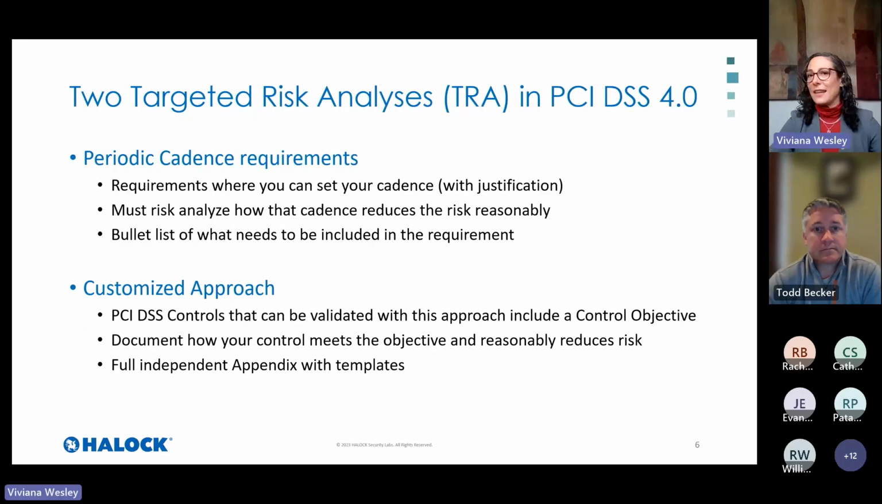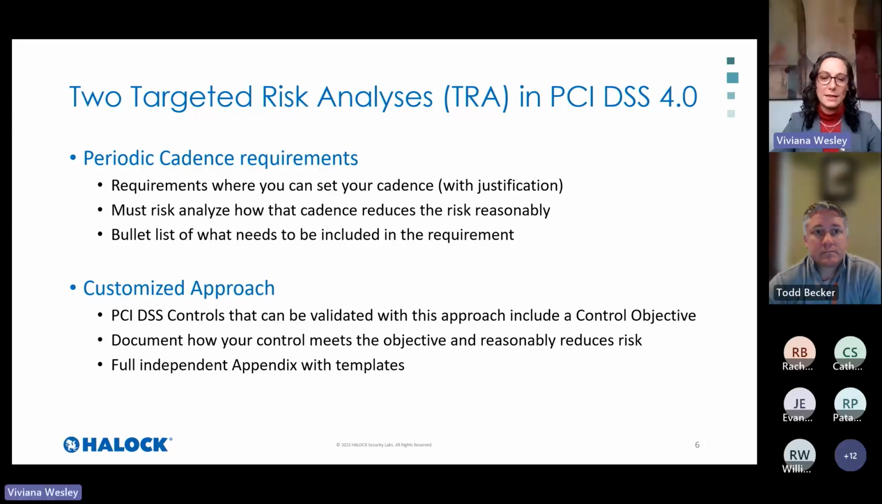So let's dive in. First and foremost, PCI DSS 4.0 talks about targeted risk analyses in multiple requirements. However, when they are talking about targeted risk analysis, they're actually describing two different risk analysis methods. The first risk analysis method is for periodic cadence requirements. These are cadence requirements that must be done when there is a periodic requirement.